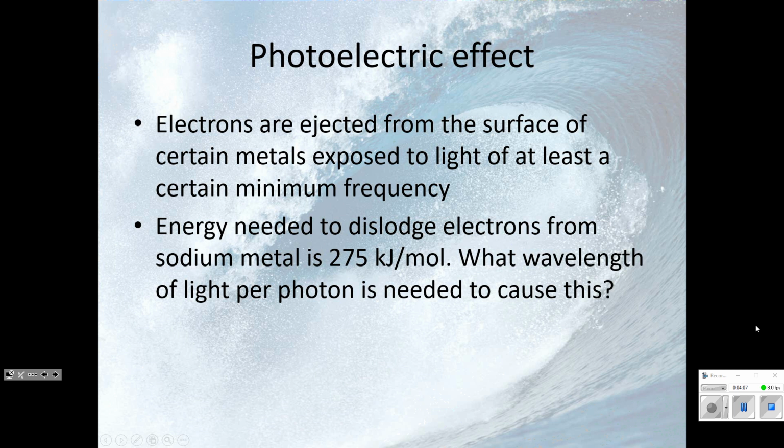Okay, so don't need to worry about that first bullet point at all. Electrons, again, ejected from the surface of certain metal. This is the photoelectric effect. What I want to do to wrap up notes here is the second bullet point. I want to solve a question. This question says energy needed to dislodge electrons from sodium is 275 kilojoules per mole. What wavelength of light per photon is needed to cause this? So this kicks it up a notch beyond what we have done before in Chem 1. So I'm going to switch over to Smart Notebook here and show you how to calculate this type of problem. And then that's our notes. Again, then we need to practice the math a little bit at that point.